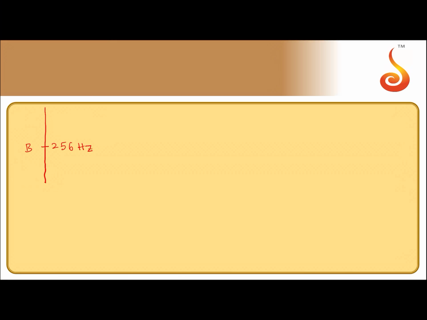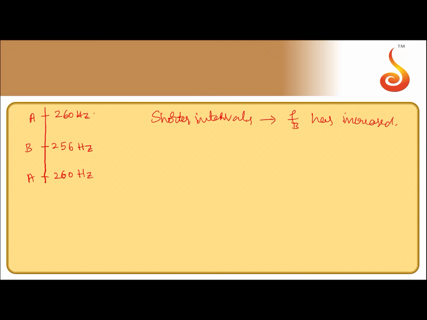Now when A is sounded with this, you get 4 beats. That means A should be either 4 Hz greater than this, that is 260 Hz, or it should be less than this. In both cases you will get 4 beats. So either this or this. Now when the prongs of A are filed, the beats occur at shorter intervals. Shorter intervals means the beat frequency has increased.